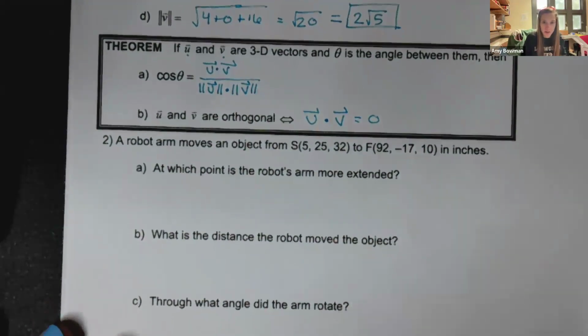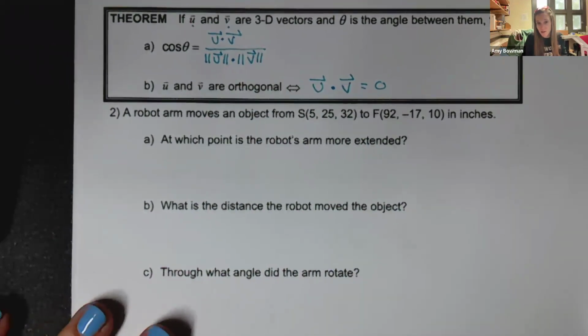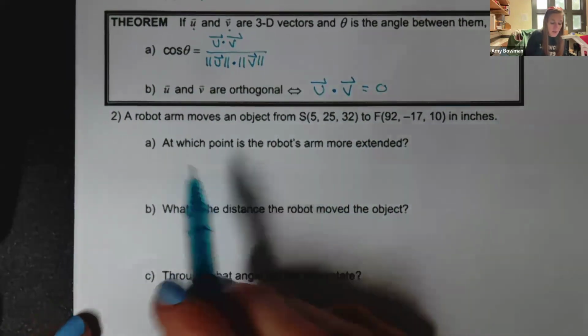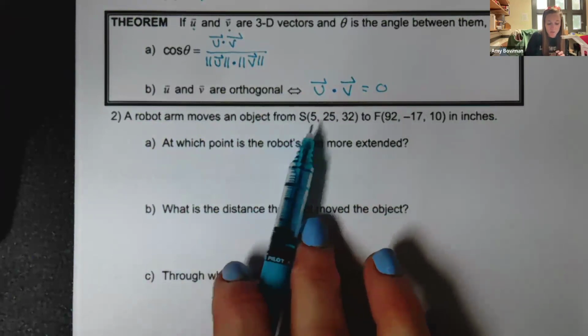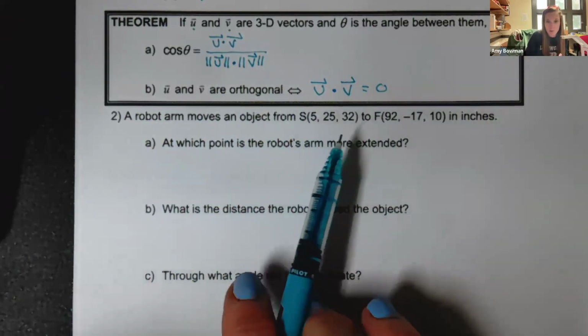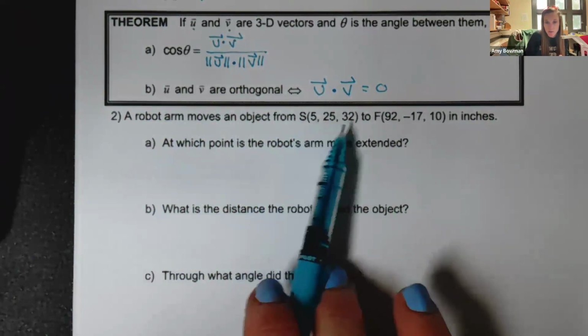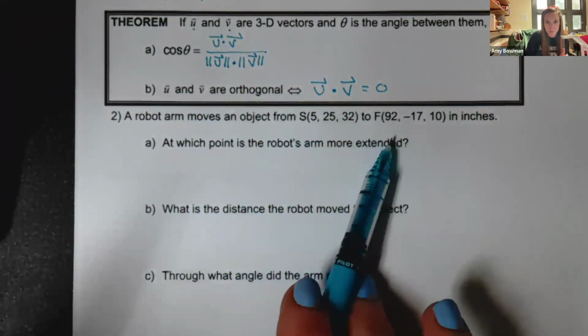So this example here, I'm going to introduce, and then I'm going to ask you guys to pause and try and work through this, and then you can resume the video to check your work if you need to. All right, so we've got a robot arm, and its goal is to move an object from one point in space to another point in space. So these 2 points in 3D space are the 2 points that it's moving the object from and to.